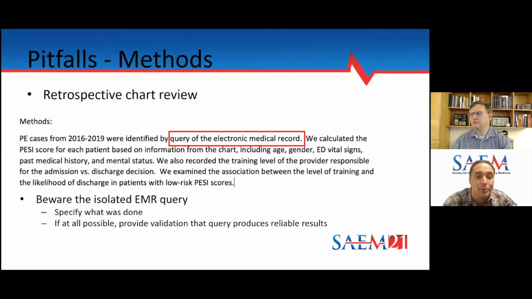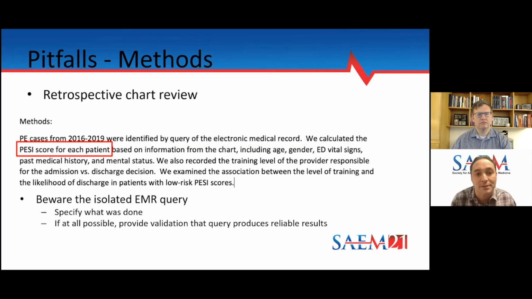So in this study here, PE cases were identified by query of the electronic medical record, but they don't provide any information about what that means. Was it done by ICD-10 codes? Was it done by this diagnosis table? What kind of validation was done to verify that the query is actually identifying the correct cases or not? This could be anything, from as simple as an ICD-10 code to some sort of machine learning based natural language processing algorithm that they're using to identify these cases.